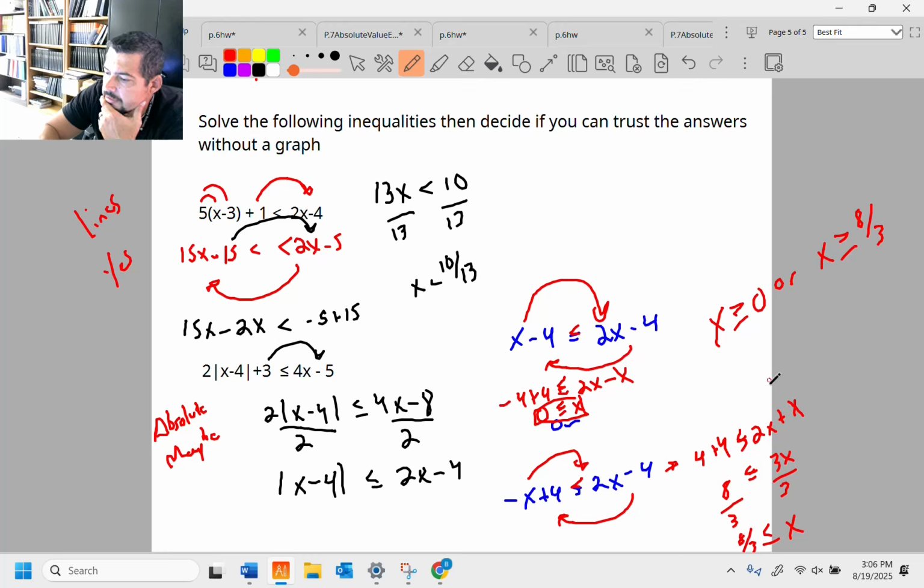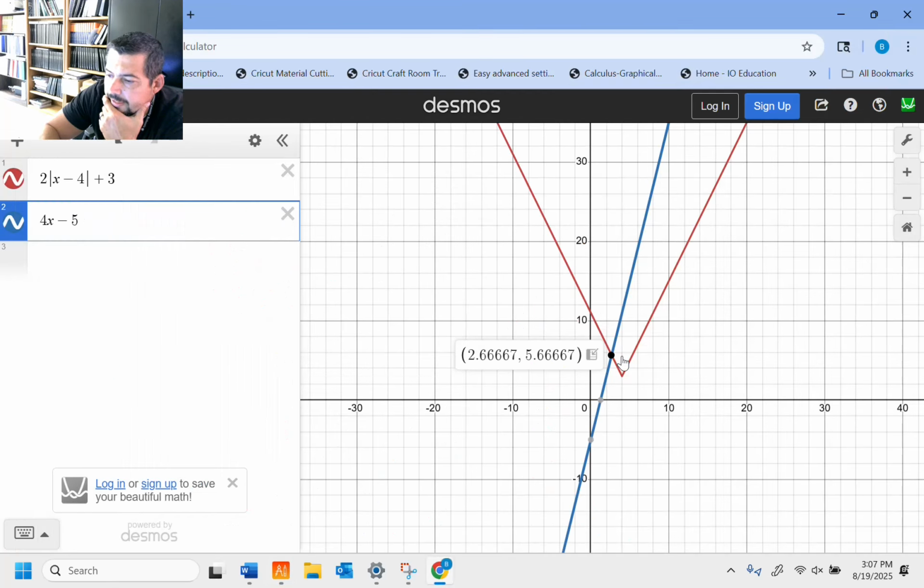Did we get the same answer both times? No, we got a 0 too. The 0 doesn't make any sense. So once I hit that 8/3, that's when the v starts being below the line. So you couldn't trust both answers. The graph is saying only the 8/3 is valid. And I hope that sticks with you. Probably won't, but I can hope, right?